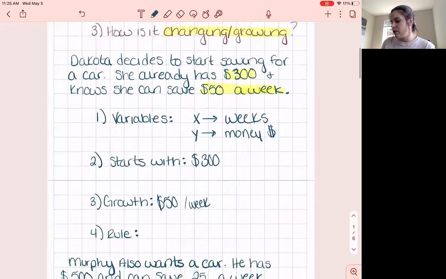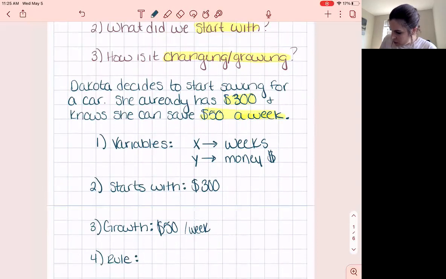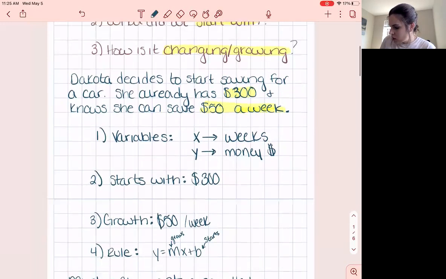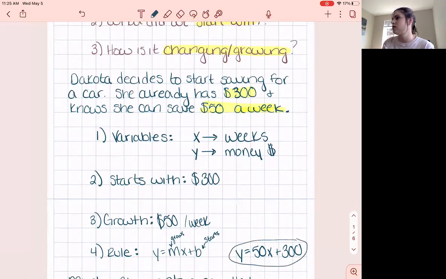Now that we know that, we can write our rule, right? We have y equals mx plus b. We know that m is the growth and b is your starts with, or your slope and y-intercept. So for this rule, we're going to write y equals, it grows by 50 and it started with 300. So there is the rule for Dakota.